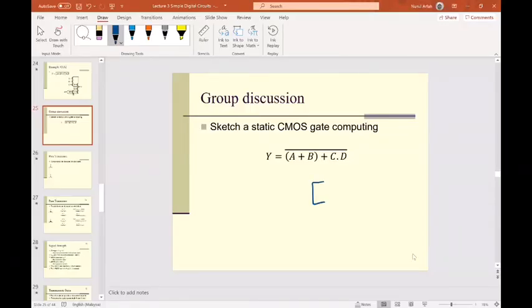You need to have this. This is a PMOS. This side, I think you missed this part. Can you see this PMOS? Just one line. You missed one line.